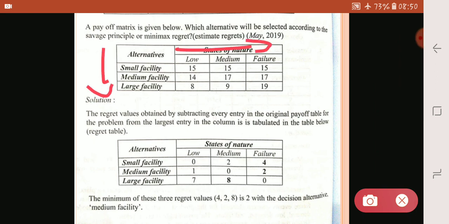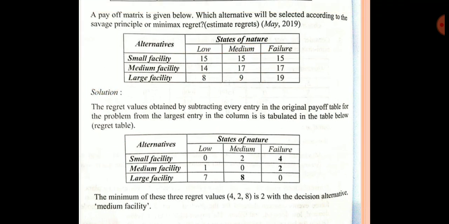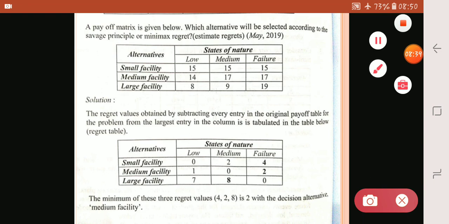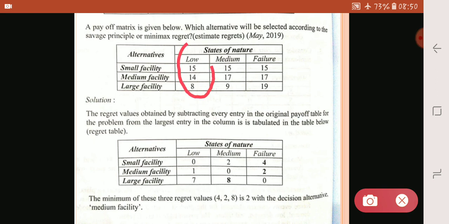Here first what we have to do is that on getting this table, make a similar table like this, but do not enter these values. Do not enter those values. Just make the table first. Then we have to take each column into consideration. First let's consider the low value.